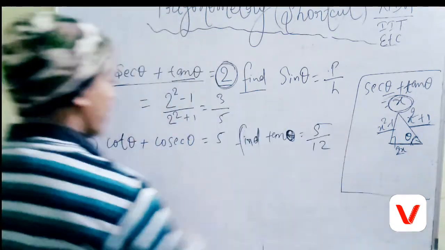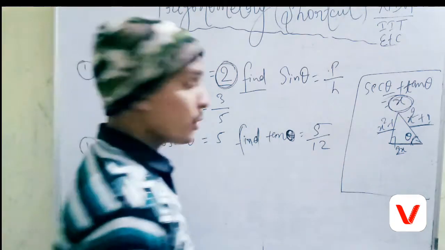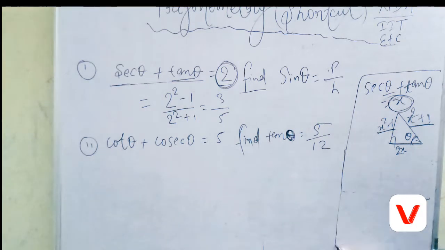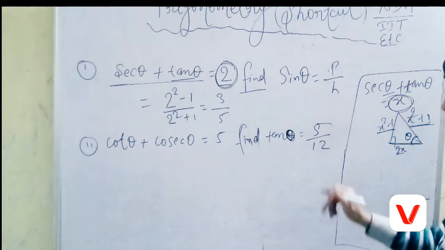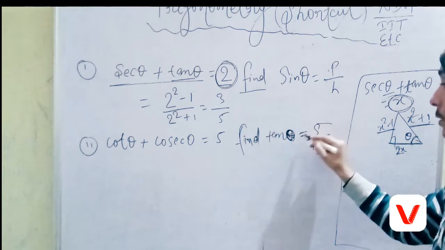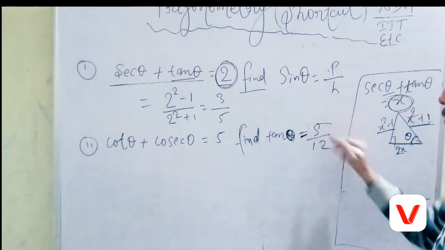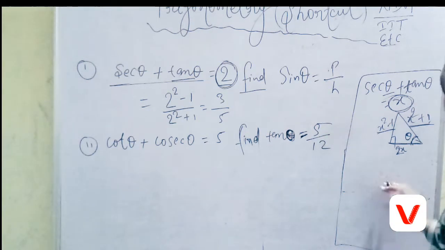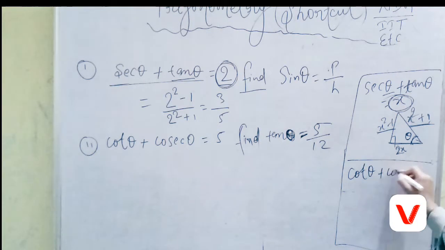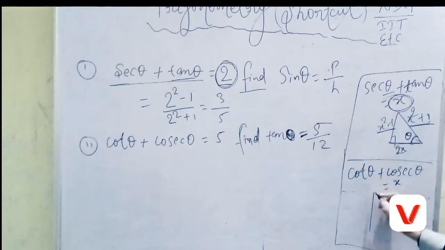Okay, so I am going to move to the second question. If you have cot theta plus cosec theta equal to 5, then what is the value of tan theta? We write the value 5 by 12. Then, cot theta plus cosec theta equal to x, then what is the value? And this trick also I have taken from the Pythagoras theorem.